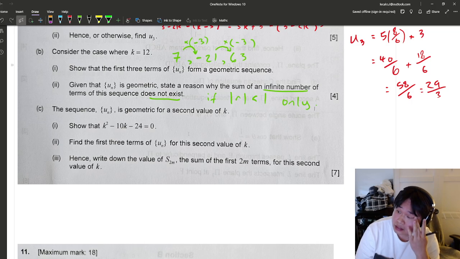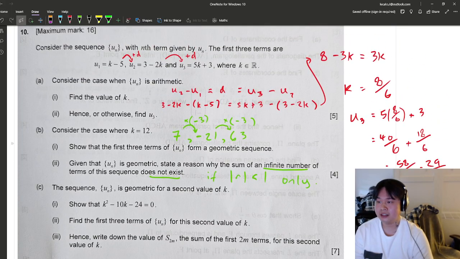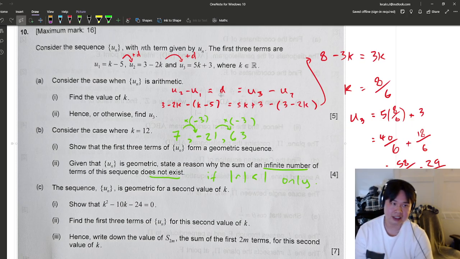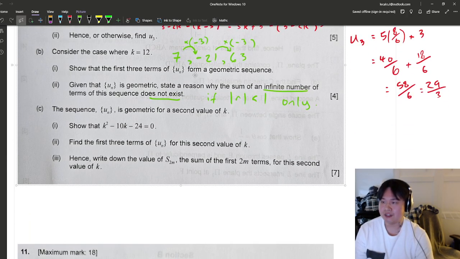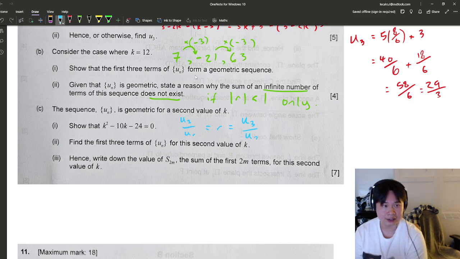Okay, the sequence Un is geometric for another value of k, and then we need to show this. So in the same way, we are going to set up an equation. Of course, with the arithmetic one, we equated the differences because it's a common difference. If it's geometric, when we divide them, we get a common ratio. So U2 divided by U1 is r. U3 divided by U2 is also r, the common ratio.